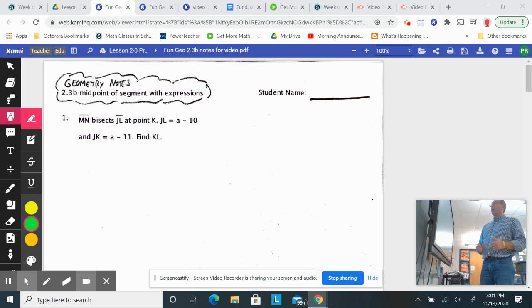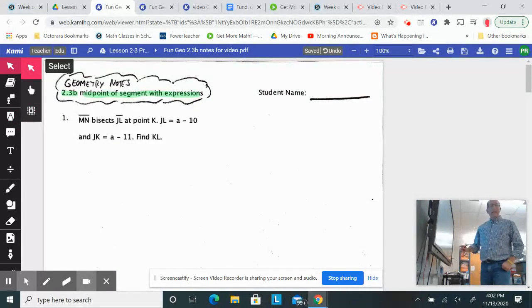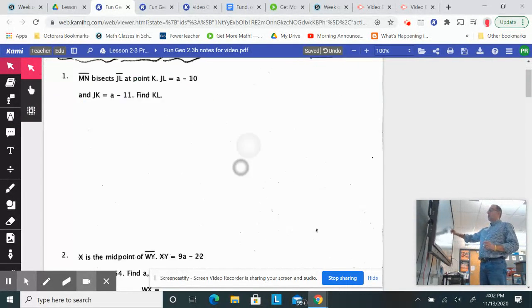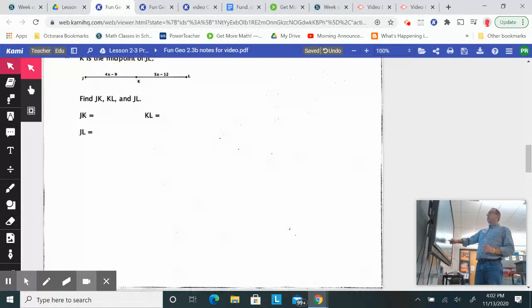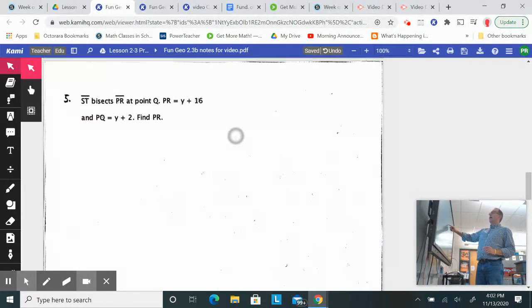All right, in this video, we're going to continue applying the idea of these segment addition postulates, and what else? Midpoints, okay? And we're going to use our algebra skills. So here we go, 2.3b, it's our mini lesson, midpoint of segment with expressions. I'm going to scroll till we get to example 5, because you're going to have a couple of these done in class. Make sure you understand those in class too.